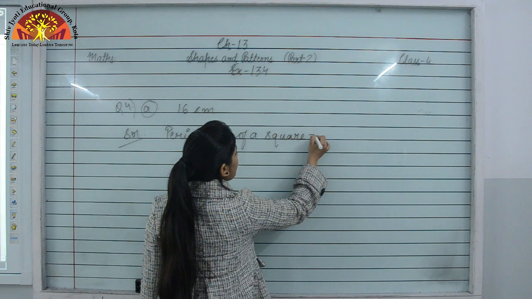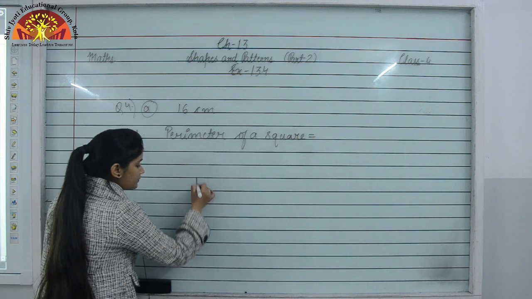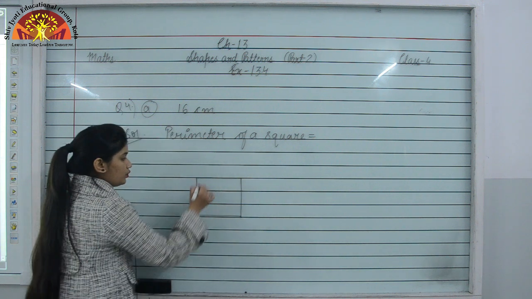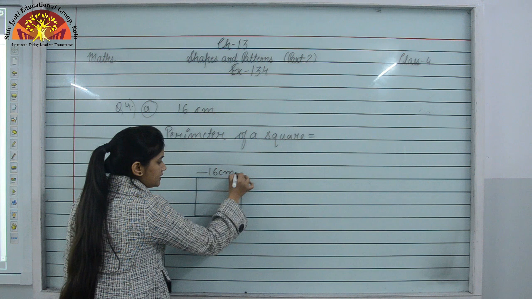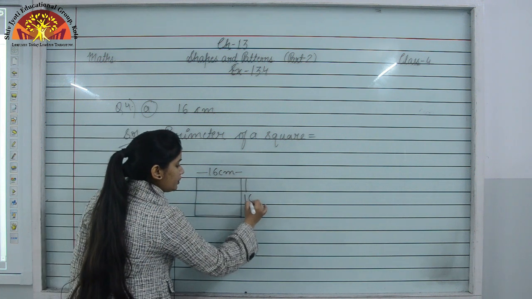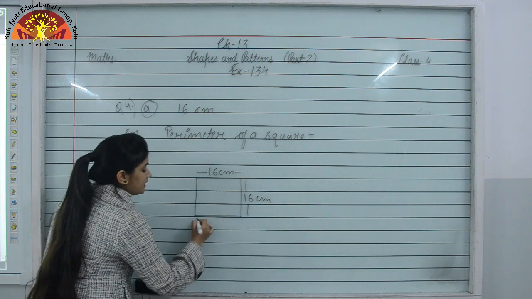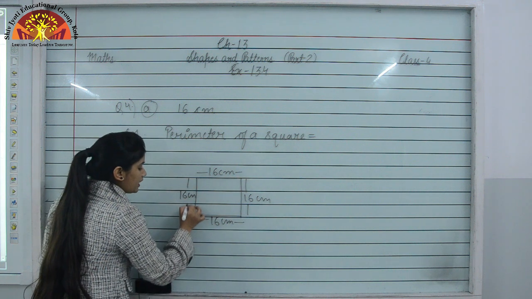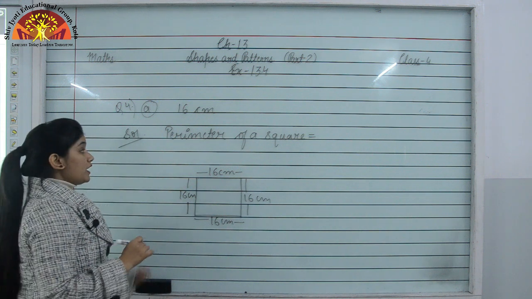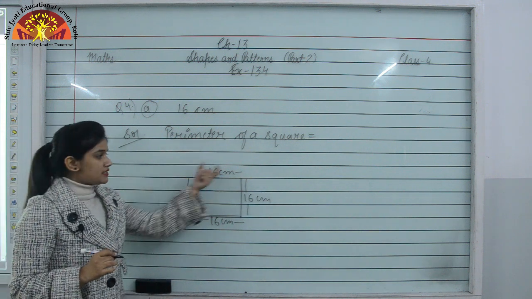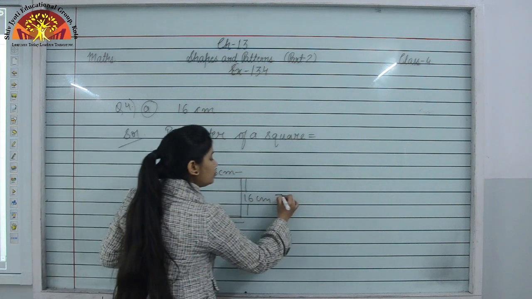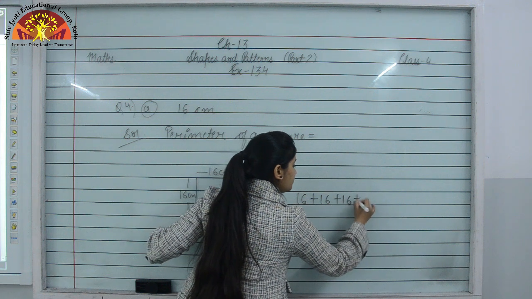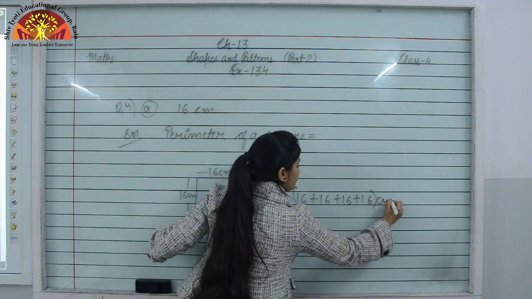What do we have to find for the square? We have to find the perimeter. So as we know students, this is a square in which all sides are equal. So suppose this side is 16 centimeter, the next side will also be 16 centimeter. This will again be 16 centimeter and this will again be 16 centimeter. Now what is the perimeter? Perimeter means the sum of all sides. So what do we have to do? We have to do 16 plus 16 plus 16 plus 16.